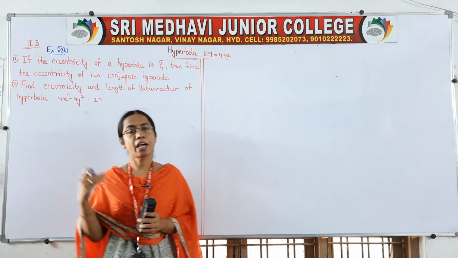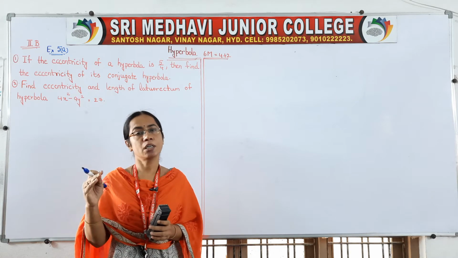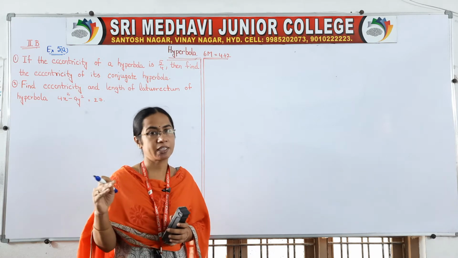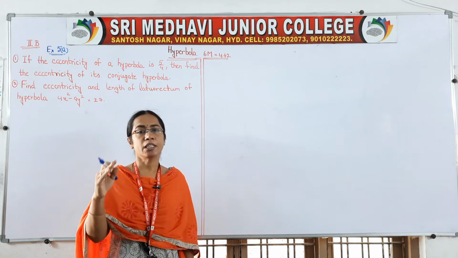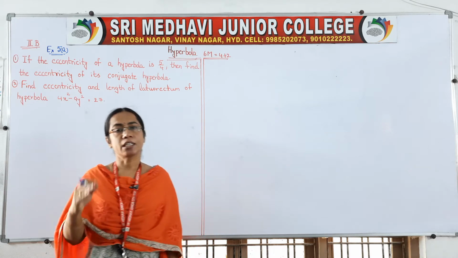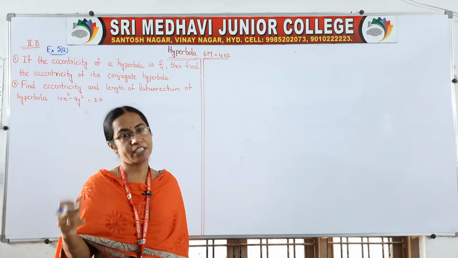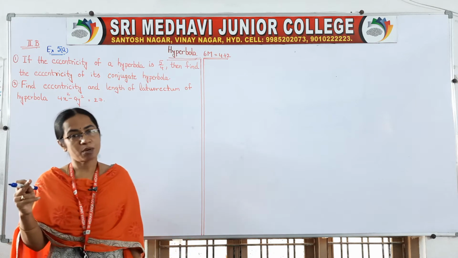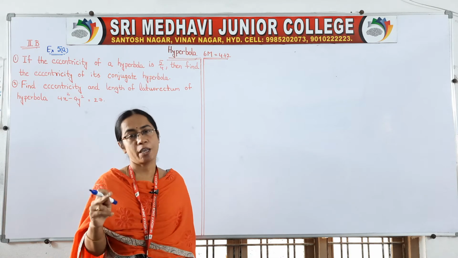So we are dealing with hyperbola. Parabola, ellipse, hyperbola are the three parts of conic section. Already I said so many times, section means cutting, right? If we cut the cone at different angles, we get these three shapes. First one is parabola, second one is ellipse, and third one is hyperbola.